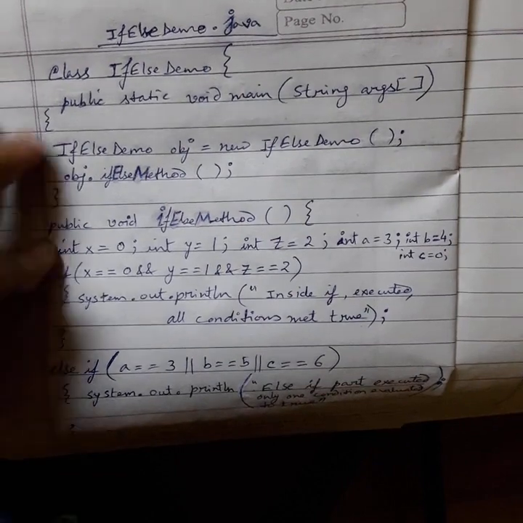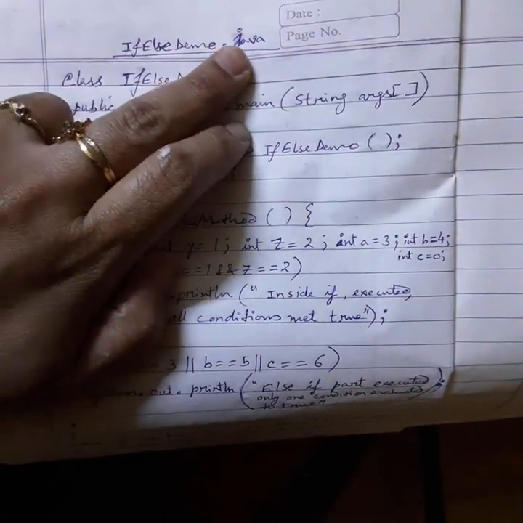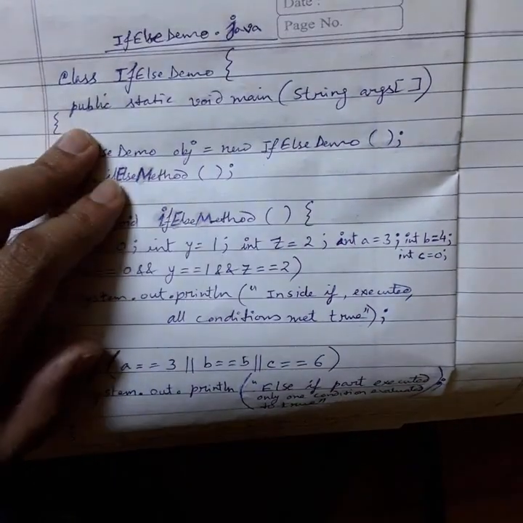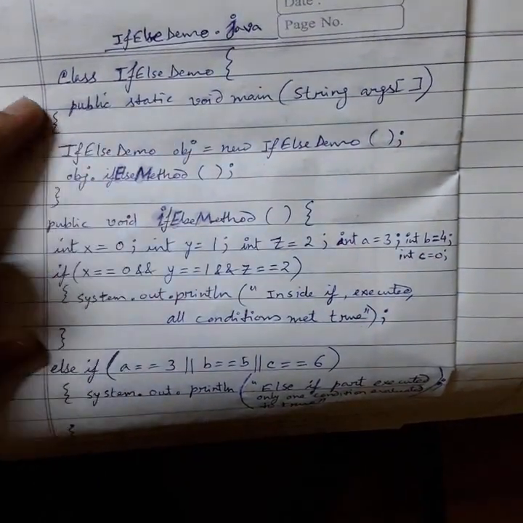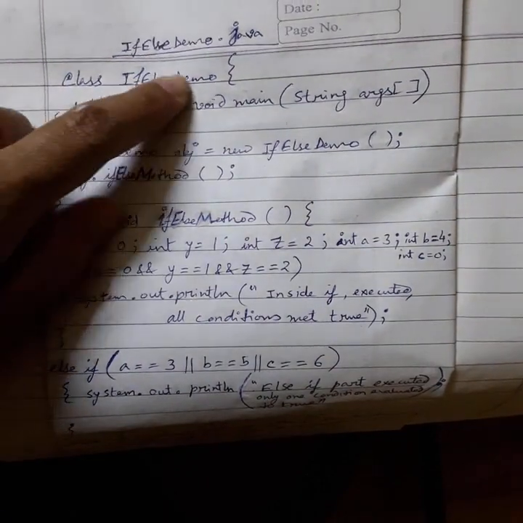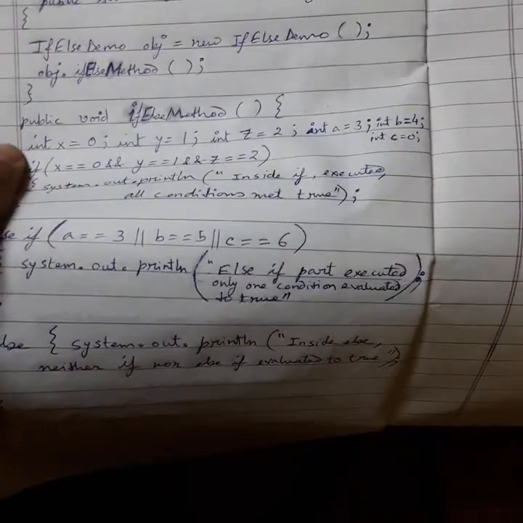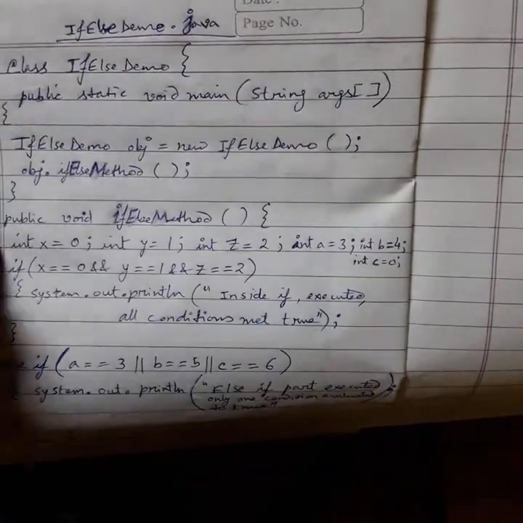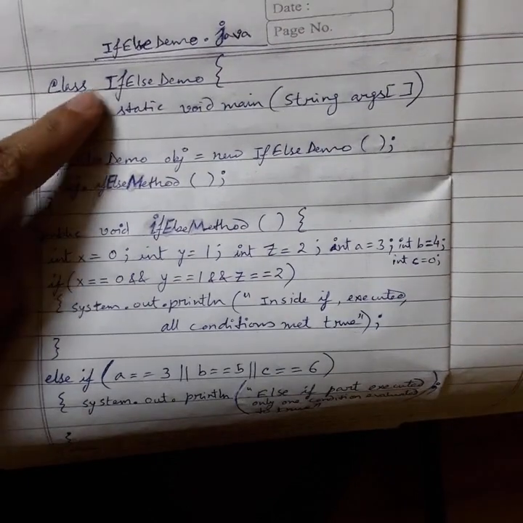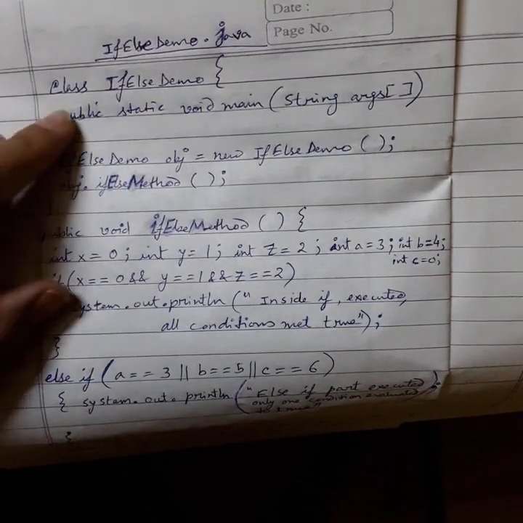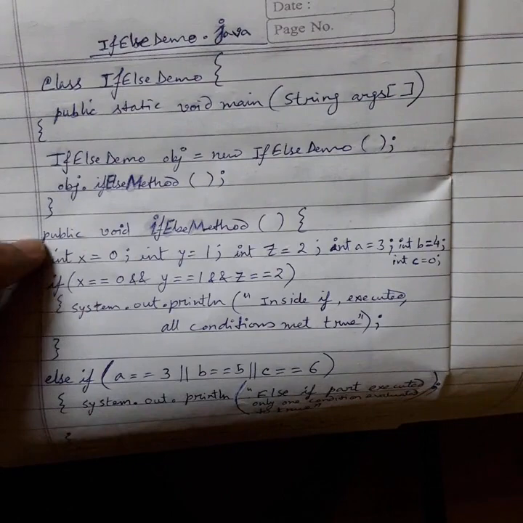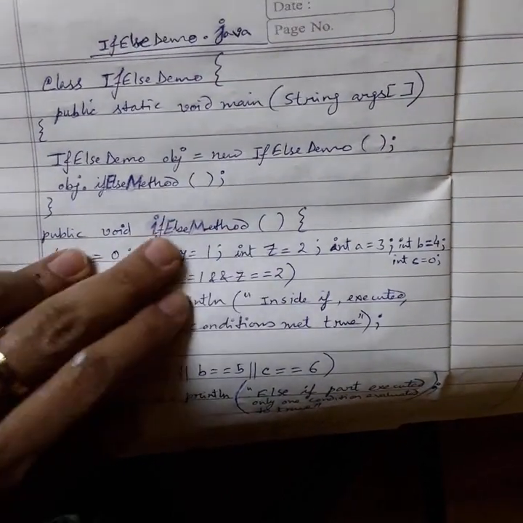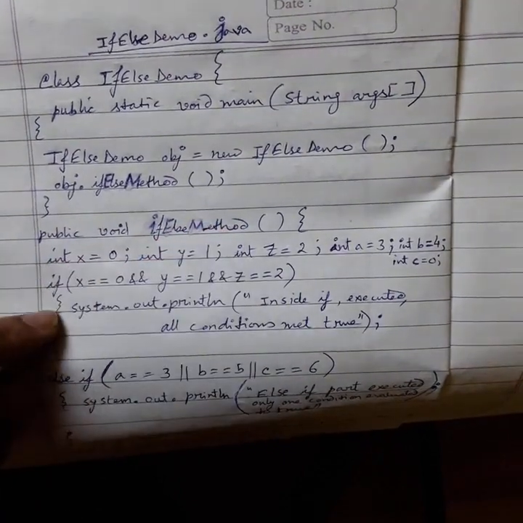So in this we have got a file here, IfElseDemo.java, saved in the bin folder of Java JDK, and there is only one class, IfElseDemo. And inside that there are two methods, public static void main, the main method, and IfElseMethod, my own custom method I have created.